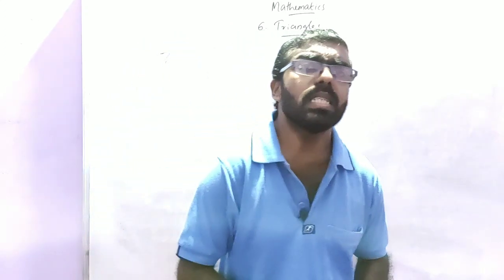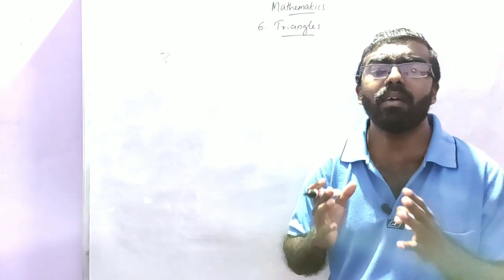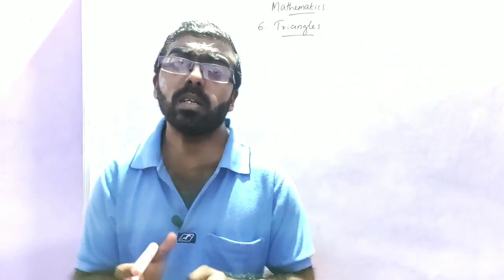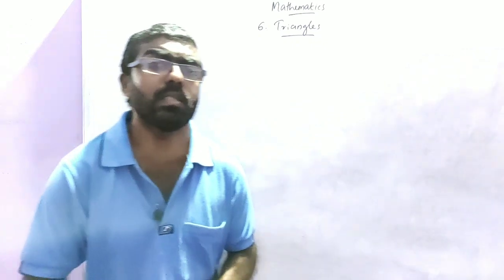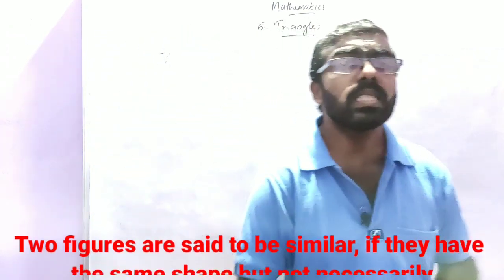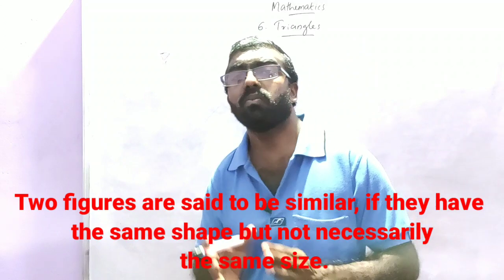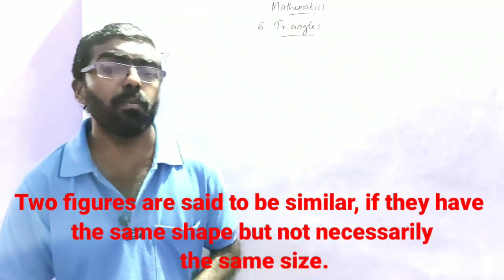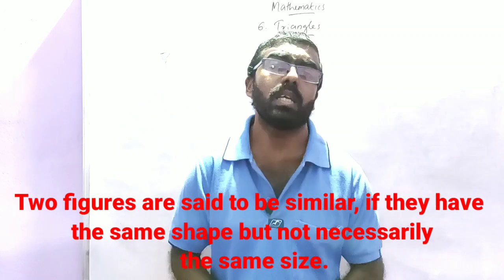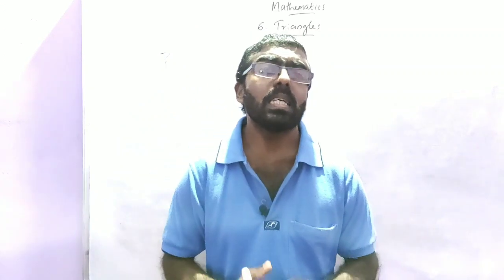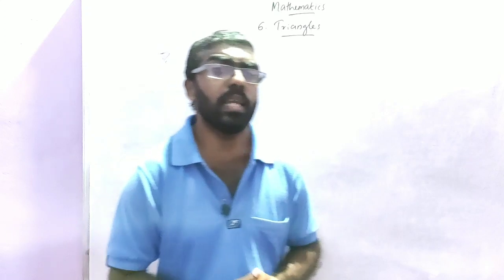Now look at these photographs. They are also similar. Do you know why? They have exactly the same shape. This is the only reason that made us say they are similar. Anyhow, two figures are said to be similar if they have the same shape, not necessarily the same size. I repeat, two figures are said to be similar if they have the same shape but not necessarily the same size. Now let's check, is there any relation between congruent figures and similar figures?